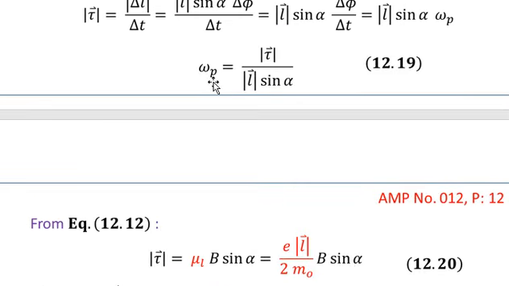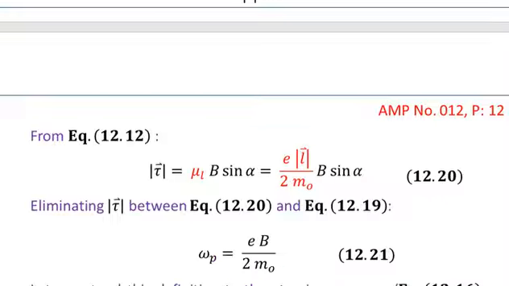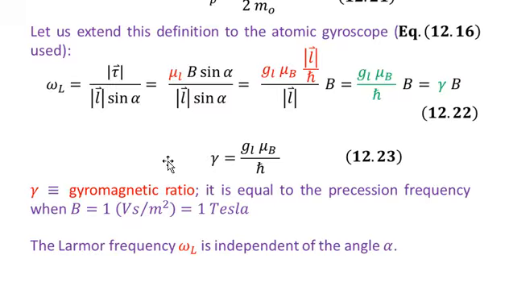You can also represent omega p by omega L. So omega p is the precessional motion, and in atomic physics this precessional motion is represented by omega L, which we call the Larmor frequency. So this omega L is actually the same thing as omega p, but in atomic physics we represent omega p as omega L, but the definition is the same. That is the mod of tau divided by the absolute value of L into sine of alpha.